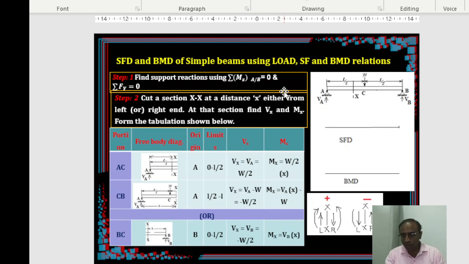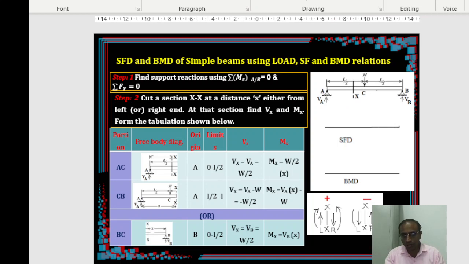I am not dealing with this in detail because previously I spent sufficient time on finding the support reactions. The essence is that you can apply the equilibrium equations: sigma Mz equal to 0 at any one of the supports and sigma Fy equal to 0. With that you can find the support reactions. In this case, with simple understanding, you can easily mark the support reactions because the loading is symmetric. Therefore, the load will be shared equally by both supports.